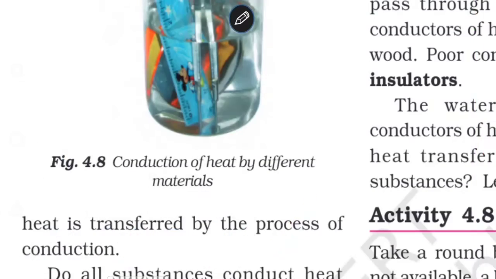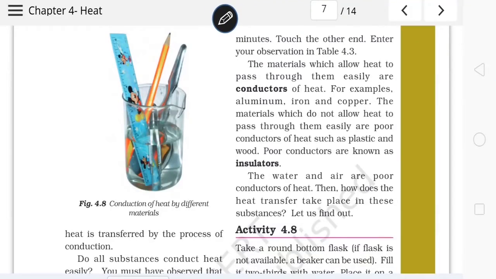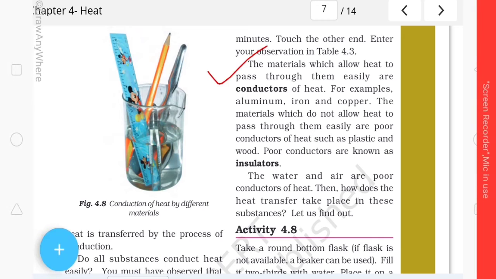Remember this. The materials which allow heat to pass through them easily are called conductors of heat. For example, aluminium, iron and copper. All these, aluminium, iron and copper, are metals, and they are conductors of heat, because they allow heat to pass through them.